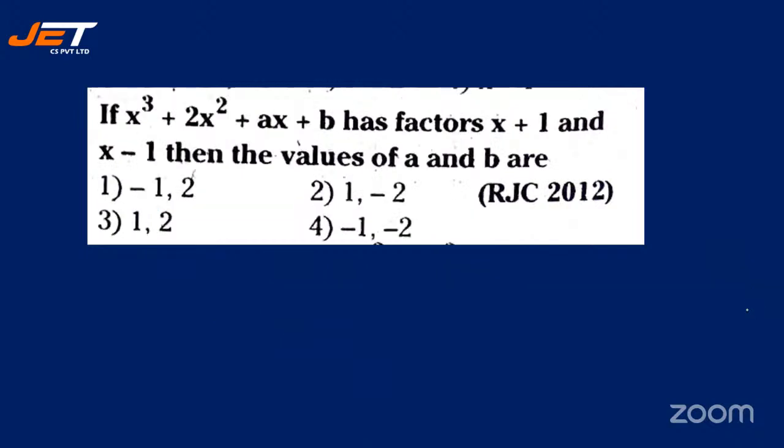If x cube minus 2x squared plus ax plus b has factors x plus 1 and x minus 1, which means x is minus 1, x is 1, then the values of a and b are, it should be what? Quickly, not more than 1 minute can be taken for this question. All right, it should be minus 1, minus 2.